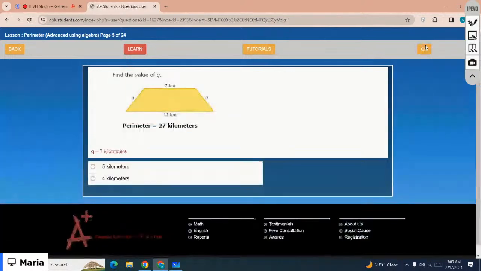What is the value of q? Which is the correct option?